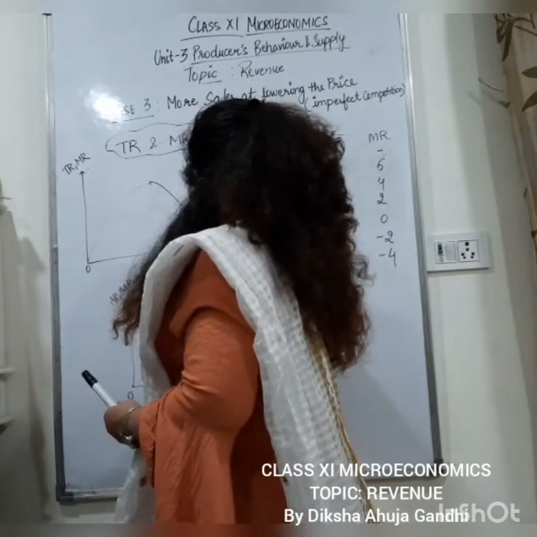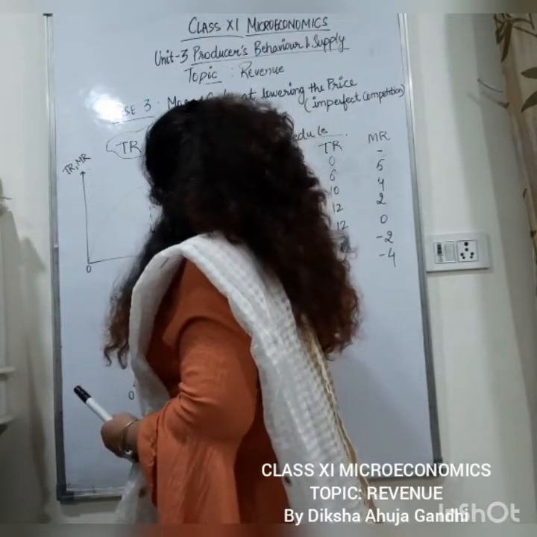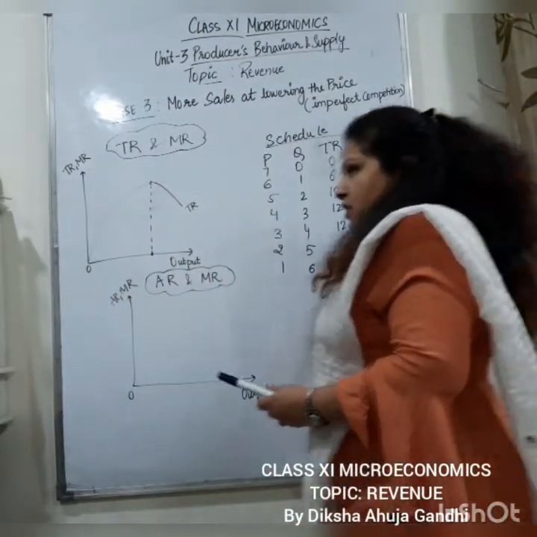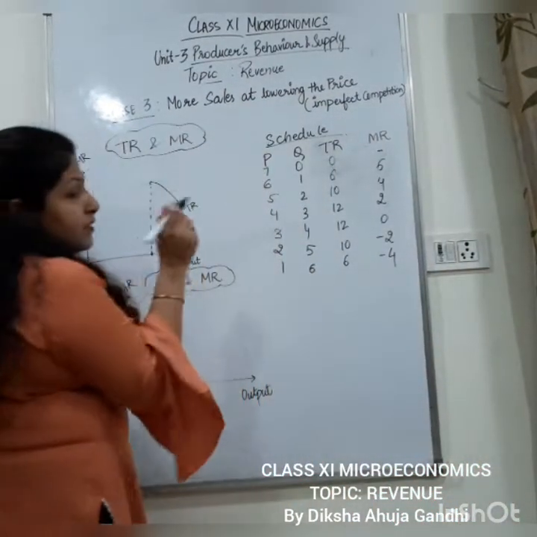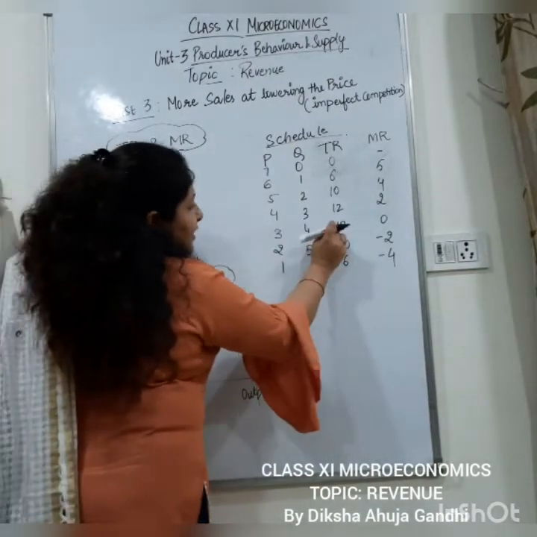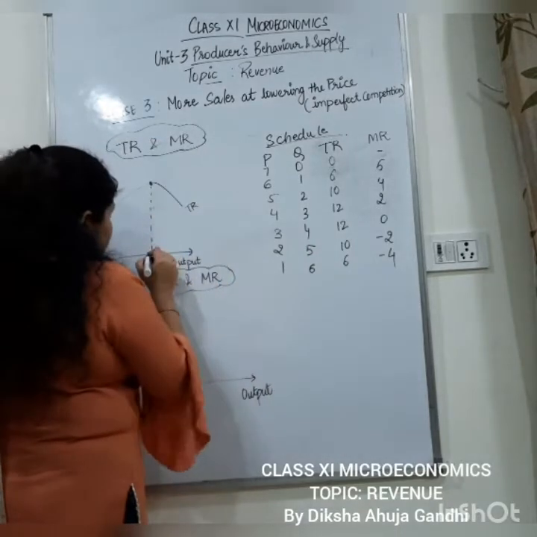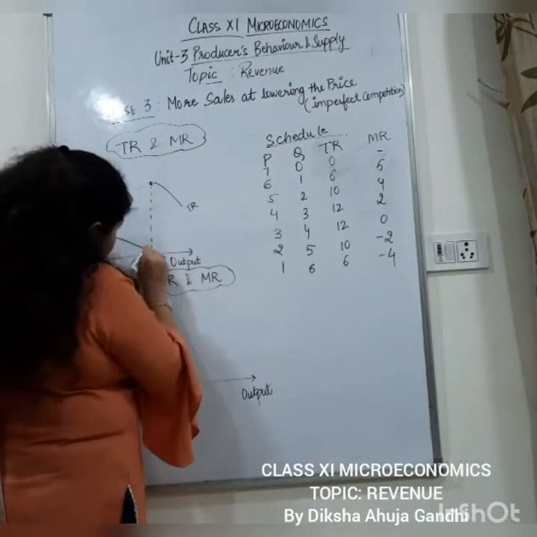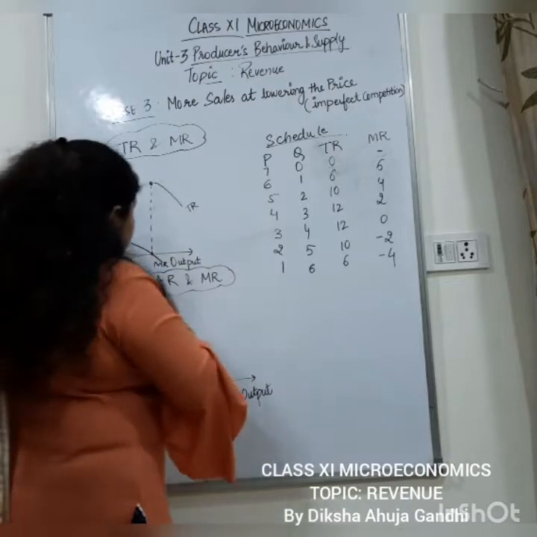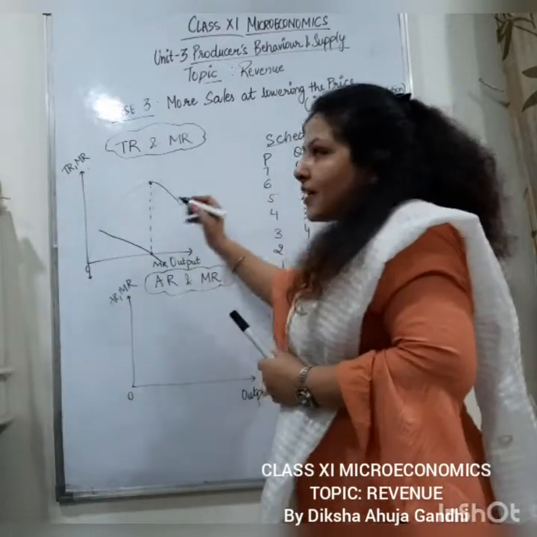So this is TR and MR will be falling, becoming 0. And mind it, the crux of the point here is where TR is maximum, at that point only MR is 0. Right? MR will be 0 here. We'll cut MR like this. This will be MR and then negative. Is that clear? So there are three relationships.